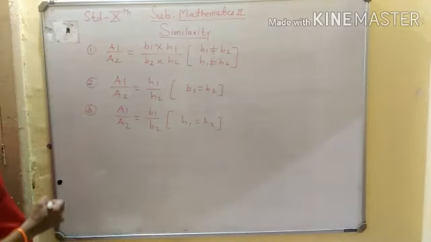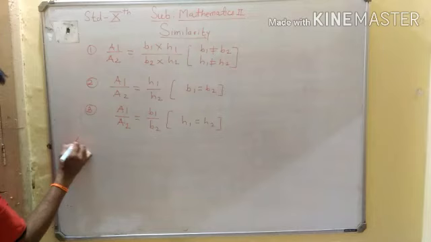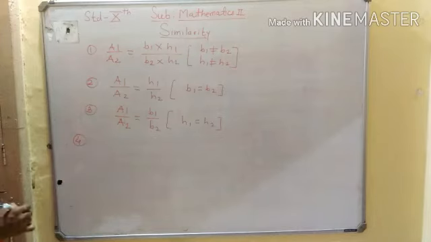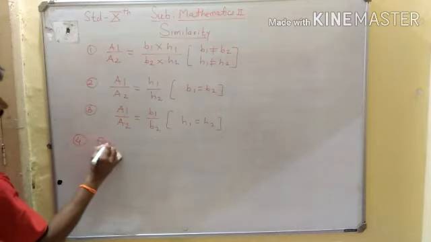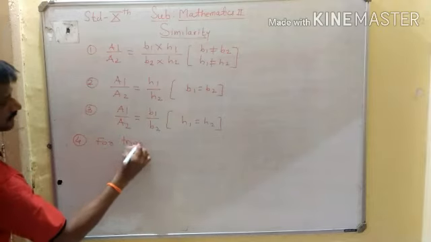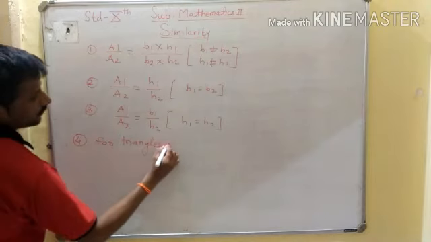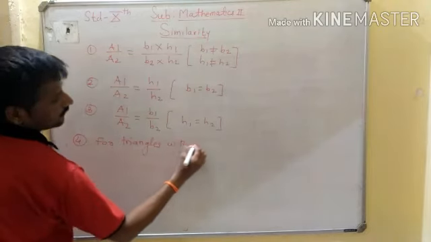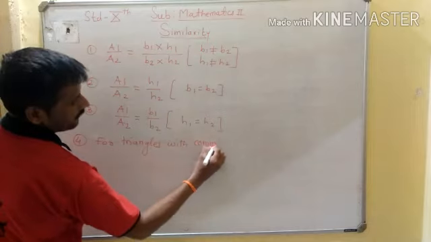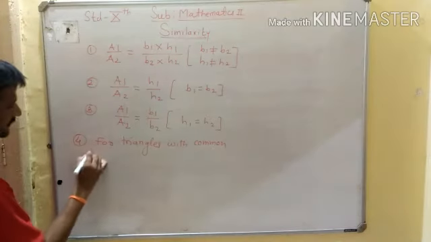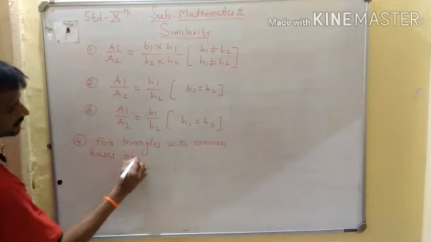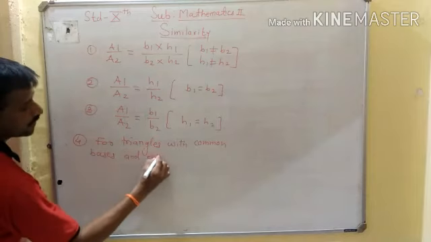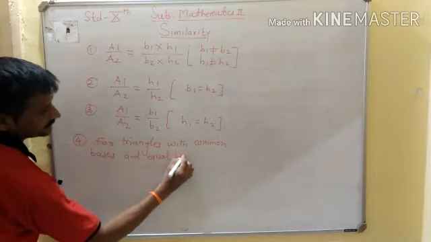Okay, now we are going towards the fourth property, that is, triangles with common bases and equal heights.